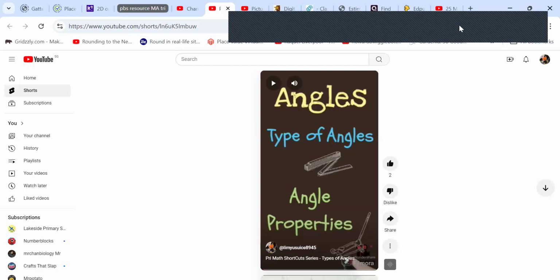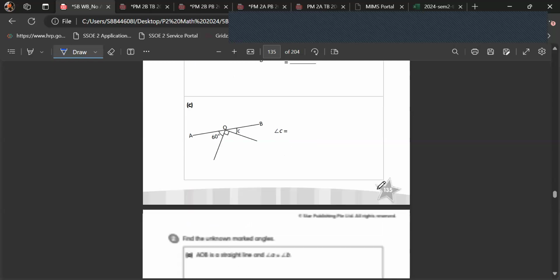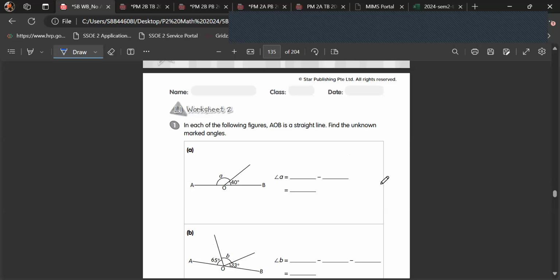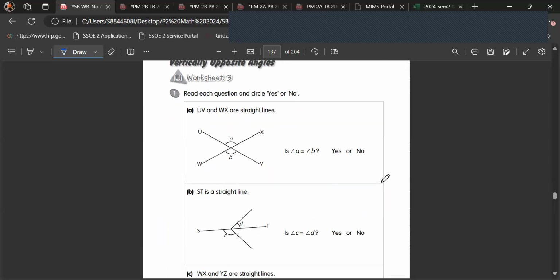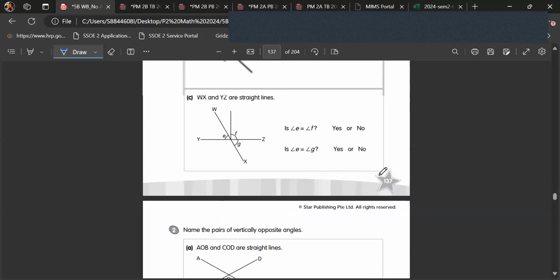Is that okay? Then in the next chapter we have another new set of properties you need to remember. Okay, back to our work. We should have completed most of the work up to this point. We have already finished straight lines and angles at a point. We are at vertically opposite angles.